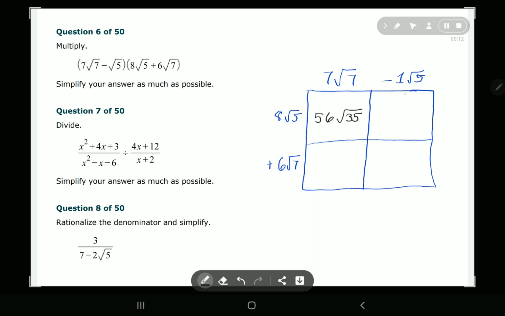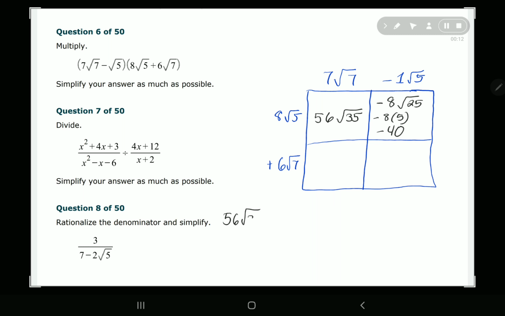Let's go over to the right. Now here we're multiplying 8 with negative 1. 8 times negative 1 is negative 8. Square root of 5 times square root of 5 is square root of 25. Simplify when you can. The square root of 25 is 5 because 25 is a perfect square. So we have negative 8 times 5, which is negative 40. So far I have 56 square root of 35 minus 40.